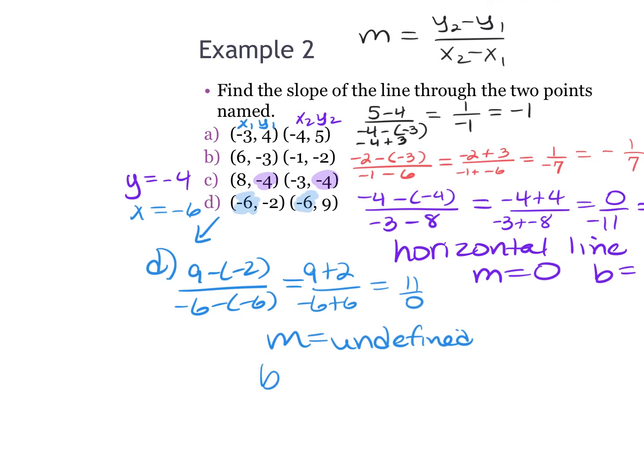This b, this y-intercept, would be none, because this is going to be a vertical line through negative 6. It will never touch the y-axis.